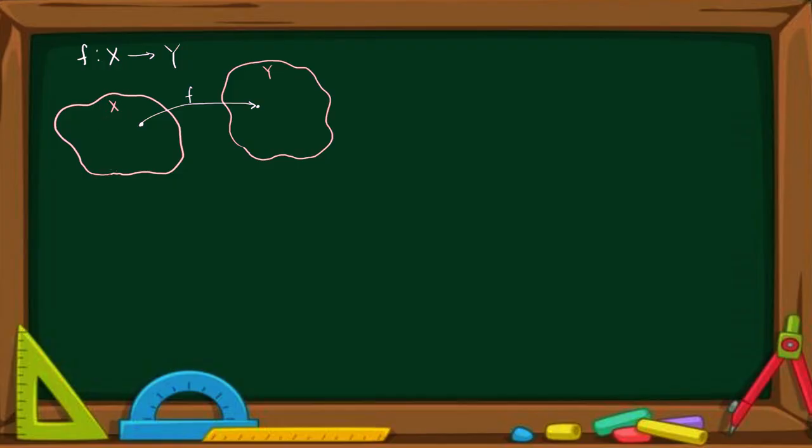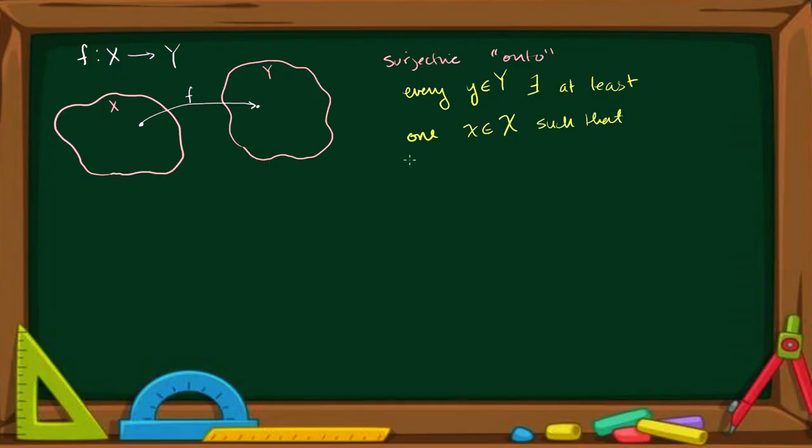So the first idea or term I want to introduce you to is the idea of a function being surjective, and sometimes this is called onto. And a function is surjective or onto if for every, let's say, y that is a member of my codomain, there exists, that's the little shorthand notation for exists, at least one x that's a member of X such that f of x is equal to y.